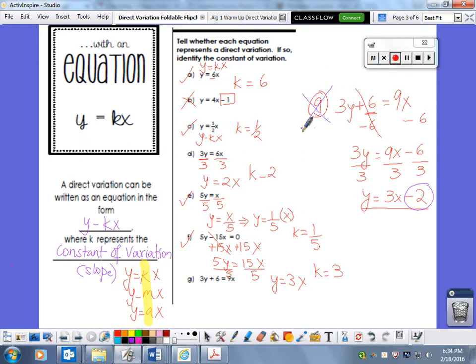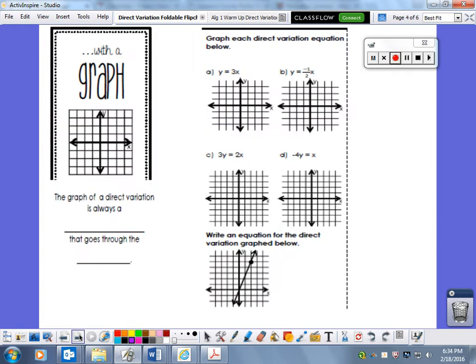Alright, so let's move on to the next one, which is your graph. If given a graph, how do you know if it is a direct variation or not? Here are the notes: the graph of a direct variation is always a straight line. It cannot be a curve or a parabola or a hyperbola. It has to be a straight line that goes through the origin. It always goes through the origin, which is nothing but (0, 0).